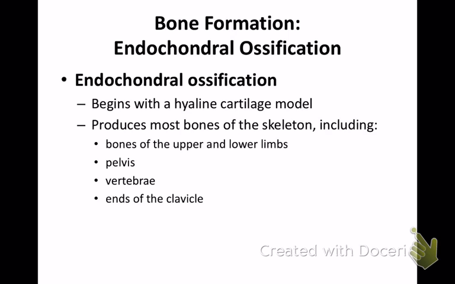So we're going to start with a model of hyaline cartilage, and it's going to give you almost all of the skeleton. Okay, so you see on your list here, just the ends of the clavicle start out as cartilage. The middle part is fibrous.